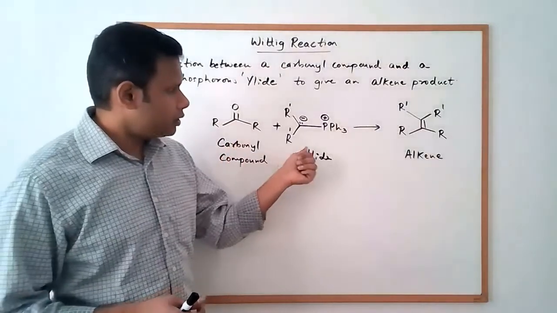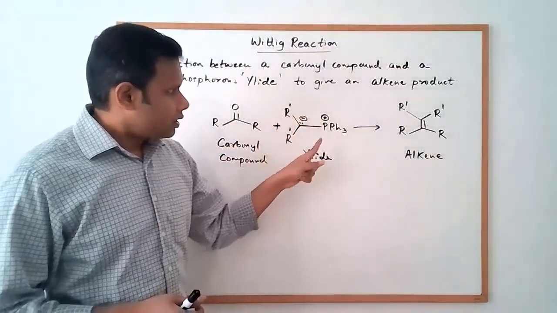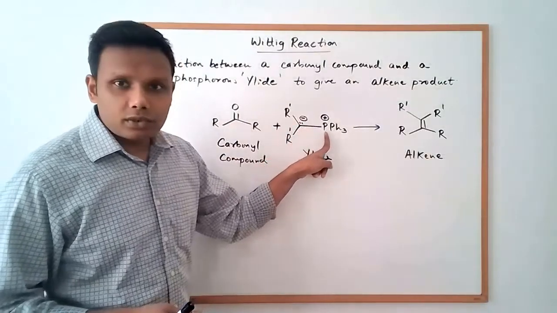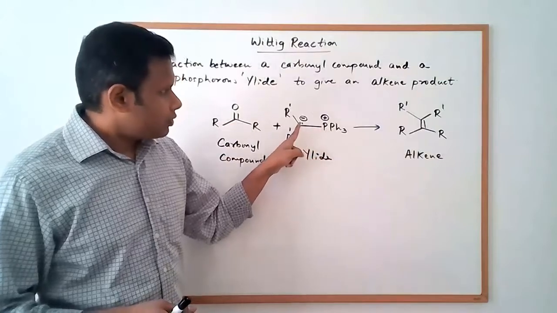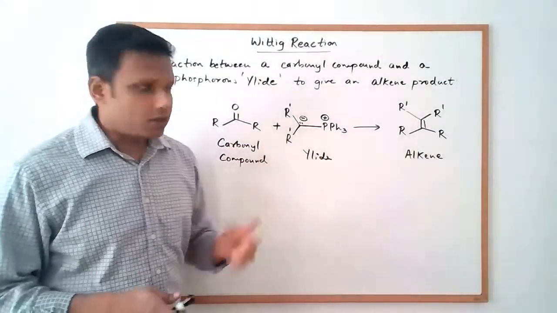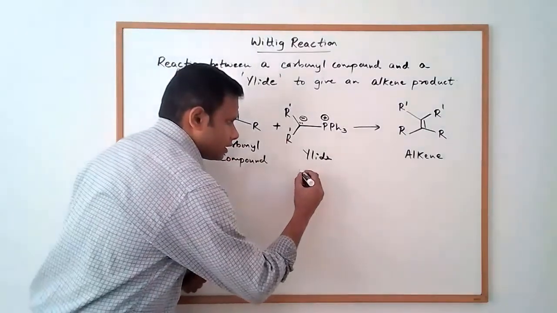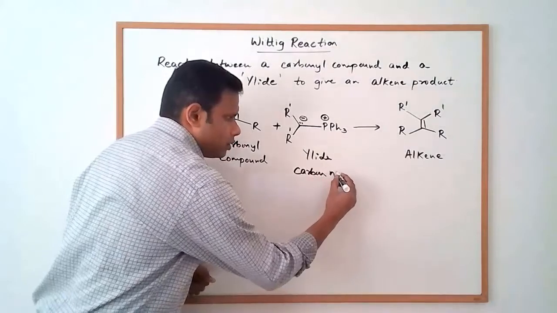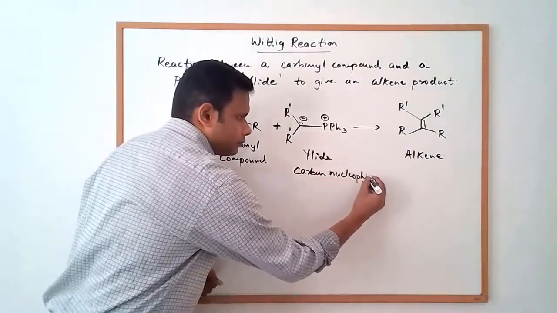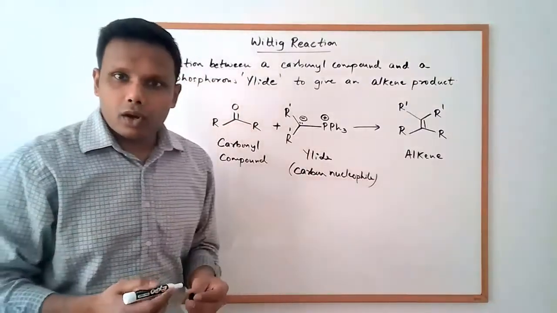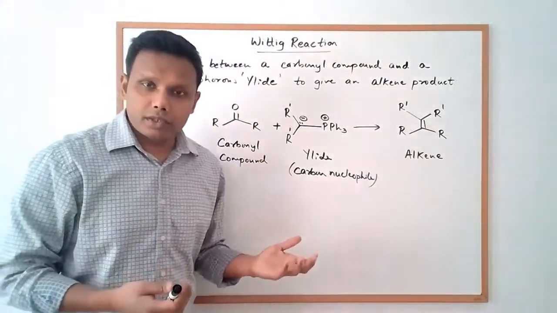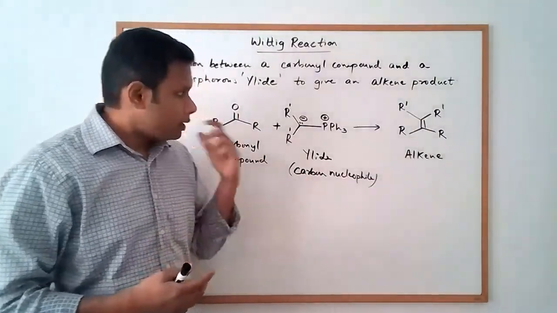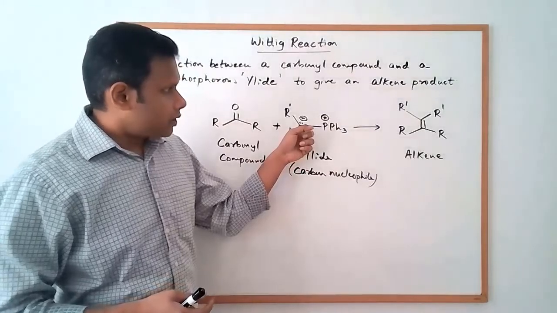So when you react a carbonyl compound with a phosphorus ylid, now a phosphorus ylid has a carbon that's directly connected to a phosphorus atom, and the carbon bears a negative charge. So in some sense, we can say that the phosphorus ylid is actually a carbon nucleophile. It's a source of a carbon nucleophile, very similar to a Grignard reagent or alkyl lithiums, if you've talked about those before. So the ylid involves this carbon nucleophile.